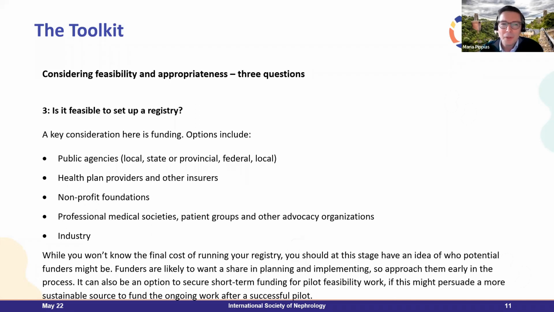I think you don't need to work out the total costs of your registry at this stage, but it's useful to have an idea of who might be the funder, because when we go into the next step, involving that funder early gives them a say in the design of your registry and allows them to feel part of it. They may be more likely to give you the money that you need or support you in the way that you need. So that's really the key thing. Those are the three questions in terms of asking whether a registry is feasible.